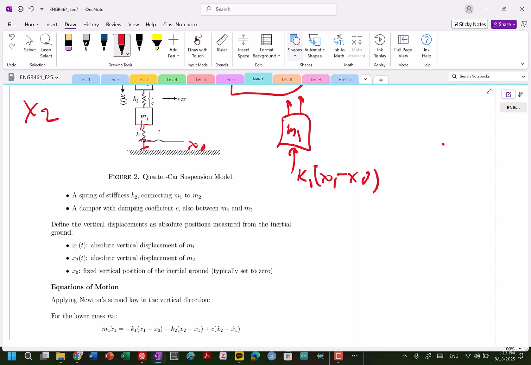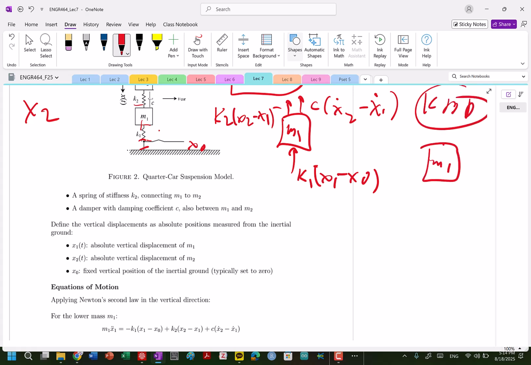What about over here? We're going to take this K2, and as you can see here, that's going to be K2 times x2, as this moves down, minus x1. And then for the C, x2 dot minus x1 dot. Again, this needs to be your background, and I'm being kind of nice right now, but we won't be going over this. This needs to be covered in dynamics. Your kinetic body diagram, again, is straightforward. M1, let's say we're moving in this direction. So now we can say M1 x1 double dot, my acceleration, equals the sum of the forces. So MA equals the sum of the forces in that x direction.